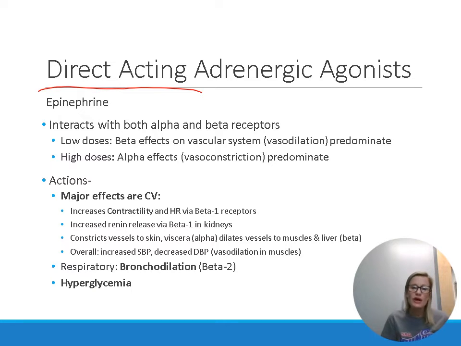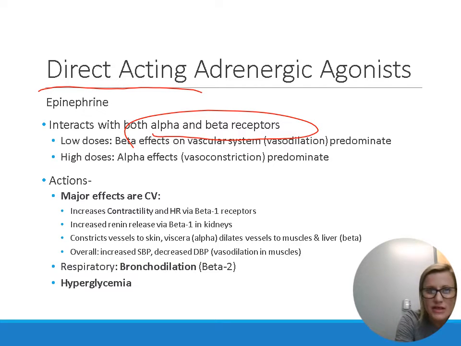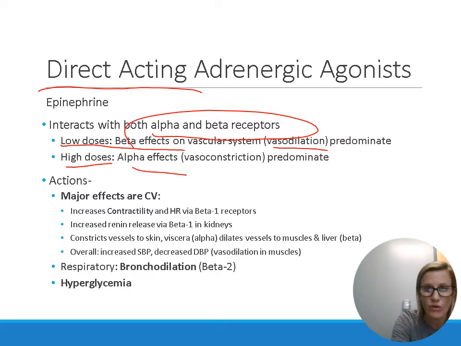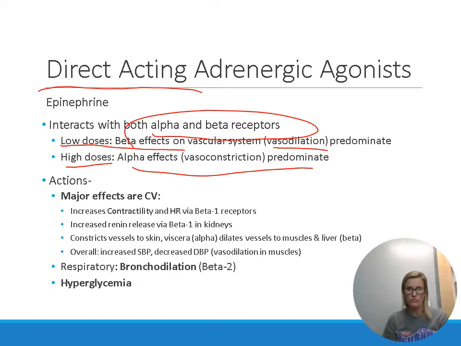Epinephrine interacts with both alpha and beta receptors. At low doses, the beta effects predominate. So remember, the beta effects are vasodilation via beta-2 receptors. At high doses, the alpha effects predominate. Remember, when we stimulate alpha-1 receptors, it causes vasoconstriction.